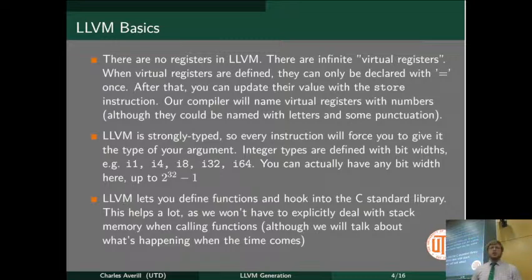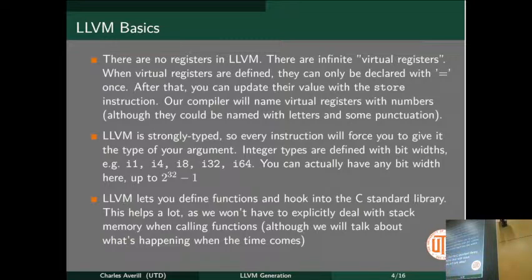For quite a while, we're just going to be dealing with integer types, and those are denoted by a lowercase i with a number after it. These are the ones we're going to see most. So i1 is your Boolean, i4 is your short, i8 is a char, i32 is an int, and i64 is a long.